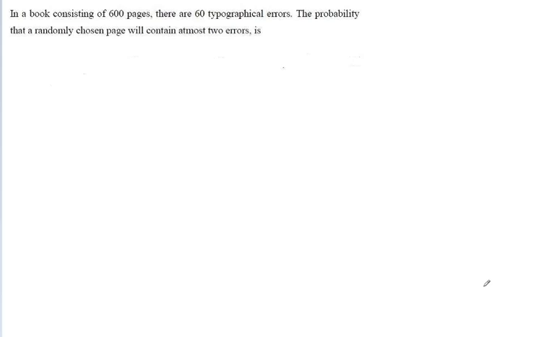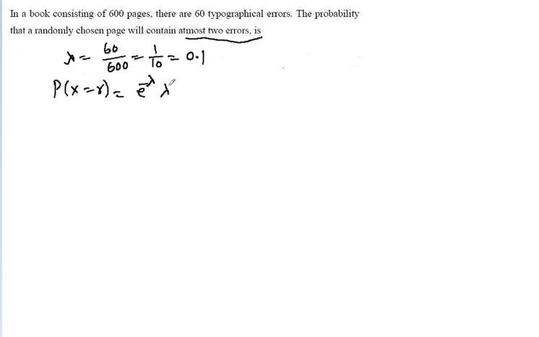Next problem. In a book consisting of 600 pages, there are 60 typographical errors. The probability that a randomly chosen page will contain at most 2 errors is dash. So here lambda is given, that is lambda is equal to 60 by 600. So that is equal to 1 by 10, that is equal to 0.1. So we know that P of X is equal to R is e to the power of minus lambda into lambda power R by R factorial.